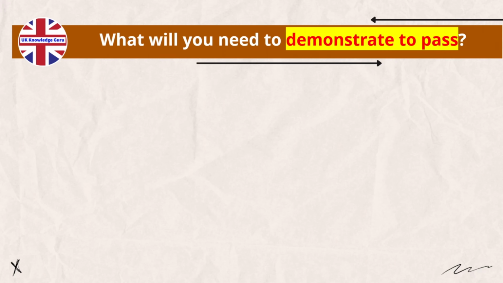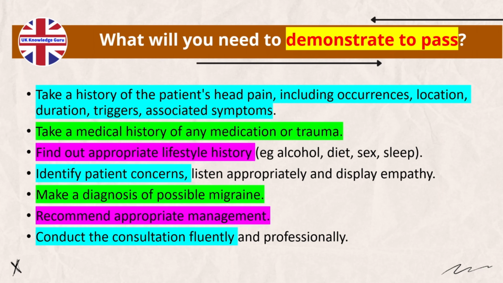What will you need to demonstrate to pass? In that case, taking a history of the patient's head pain, including occurrence, location, duration, triggers, symptoms and associated symptoms. Take a medical history of any medical conditions, medication or trauma. Find out appropriate lifestyle history like alcohol, diet, sleep. Identify patient concerns. Make a diagnosis of possible migraine. Recommend appropriate management. Conduct the consultation fluently and professionally. That's what they are looking for.